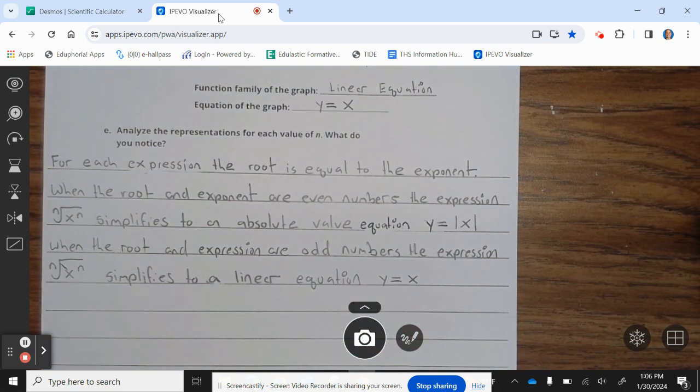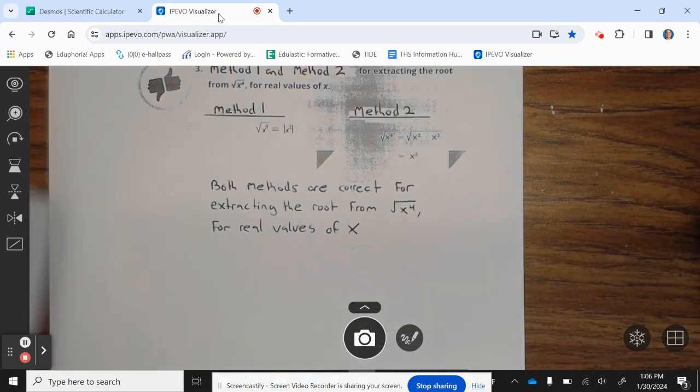All right. E. Analyze the representations for each value of n. What do you notice? For each expression, the root is equal to the exponent. When the root and exponent are even numbers, the expression nth root of x to the n simplifies to an absolute value equation, y equals absolute value of x. When the root and exponent are odd numbers, the expression nth root of x to the n simplifies to a linear equation, y equals x. All right, let's take a look at the next page.